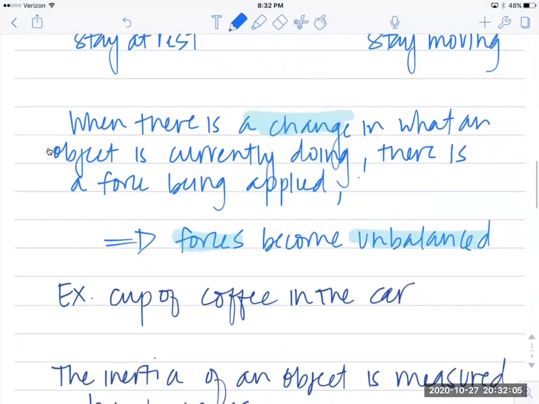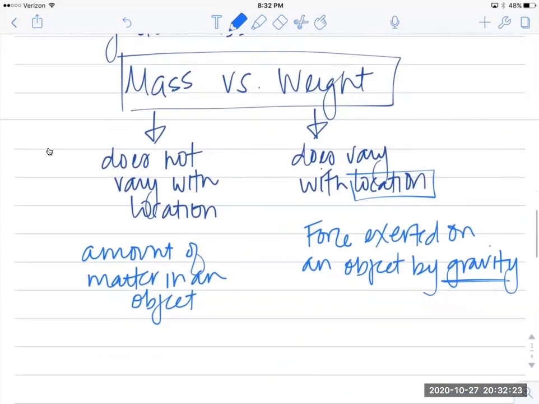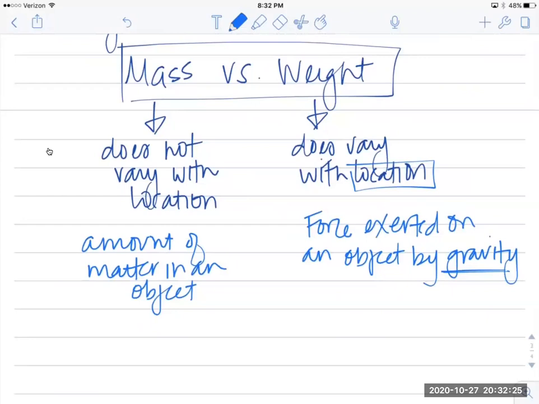When there's a change in what an object is currently doing, so you're changing the state of motion, then you know there is some sort of force being applied or taken away. Now you know that the forces are unbalanced. And just a last example of how mass is different than weight.